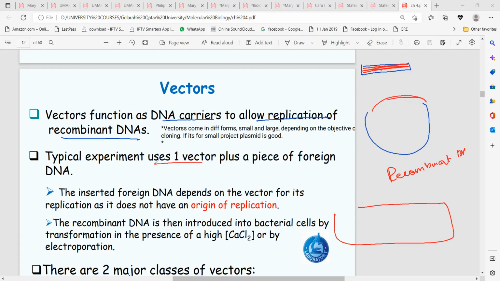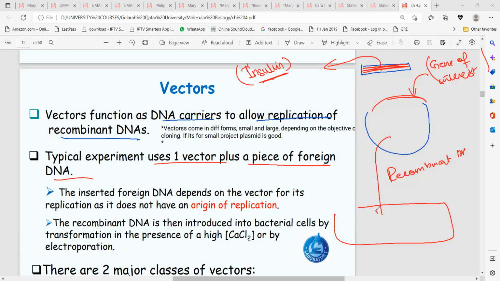A typical experiment uses one vector plus a piece of foreign DNA. Foreign DNA is the gene of interest. Clear? This gene of interest has some function. Let's say this gene of interest is producing insulin. So you need insulin, so you will take out the normal gene for insulin and insert that gene into a vector. That vector is now transferred to bacteria. Within bacteria, they will divide many times, and when they divide many times, it means you are now getting a large quantity of insulin.